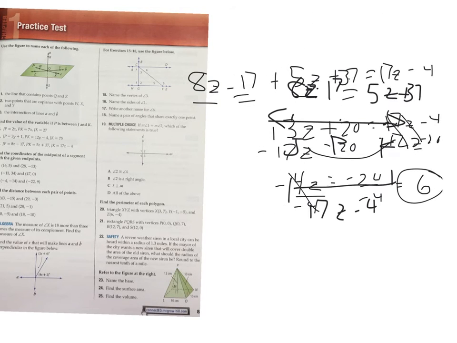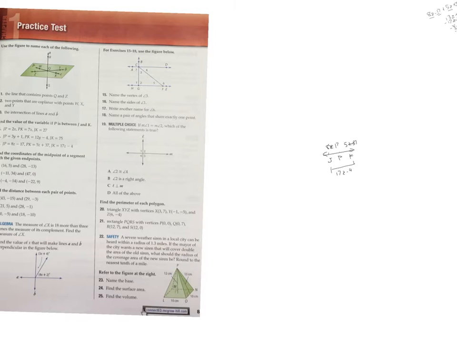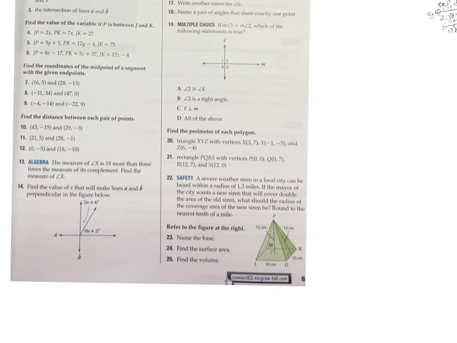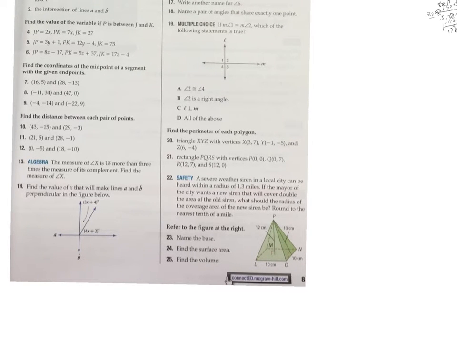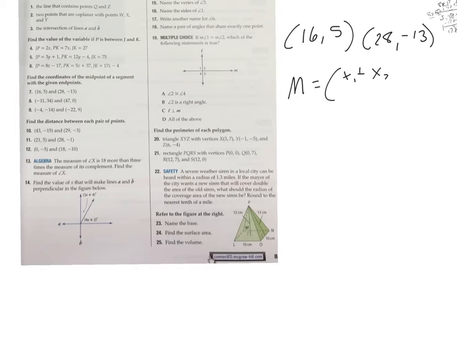So let's go ahead and take this and shrink it down and get it out of the way. All right, so now let's work on number 7. Number 7 says, find the coordinates of the midpoint of a segment with the given endpoints. So we're going to find the midpoint. All right, so the first point is 16, 5, and the second point is 28, negative 13. Now, to find the midpoint, use midpoint equals x1 plus x2 divided by 2, y1 plus y2 divided by 2.